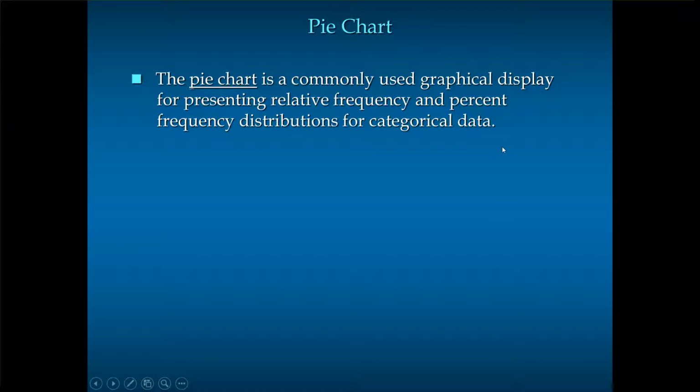The pie chart is a commonly used graphical display for presenting relative frequency and percent frequency distributions for categorical data. Try to remember the bar chart. The bar chart is commonly used to graphically display frequency, relative frequency, and percent frequency distributions. Knowing the different scope of different charts is good for your future business reports or even the project in this semester.